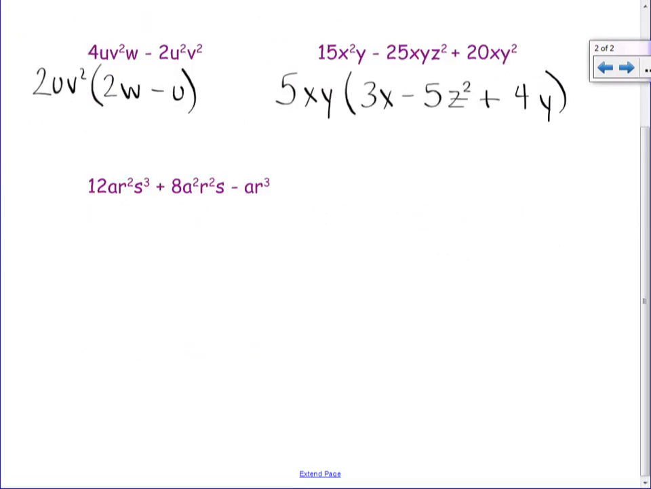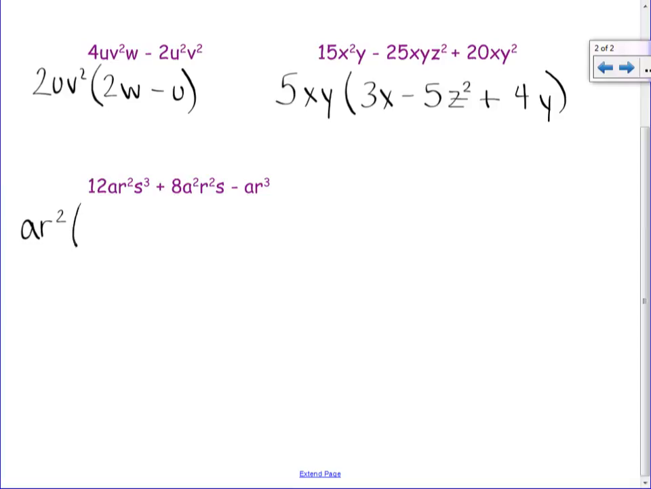All right, last one. Looking at the coefficients, there's no numbers we can take out because there's a 12, an 8, and then a 1. So there's nothing in common there. How many a's can we take out? Looks like just one a. How many r's? Looks like we could take out 2 of them. And how many s's? None.